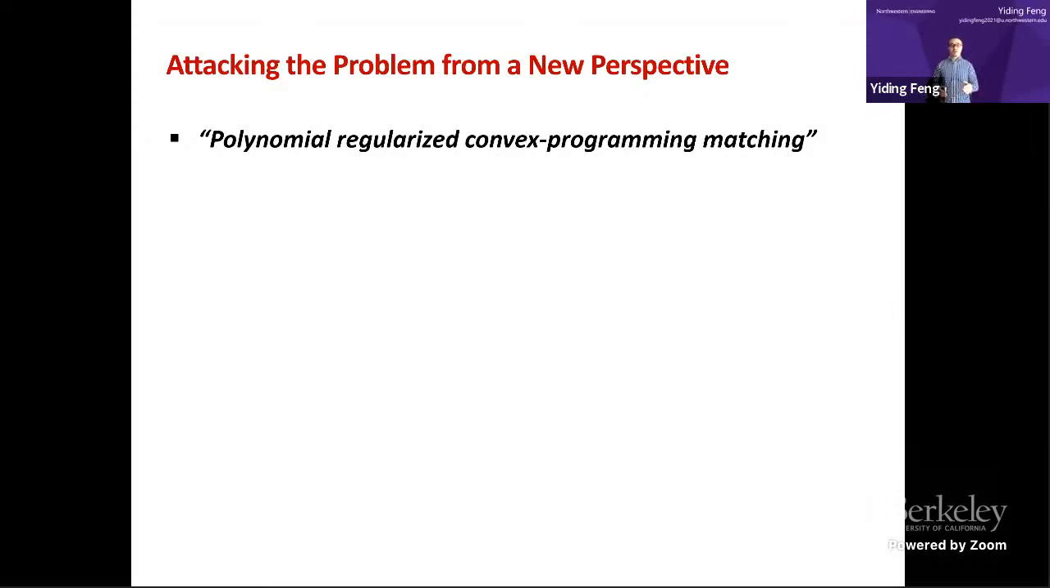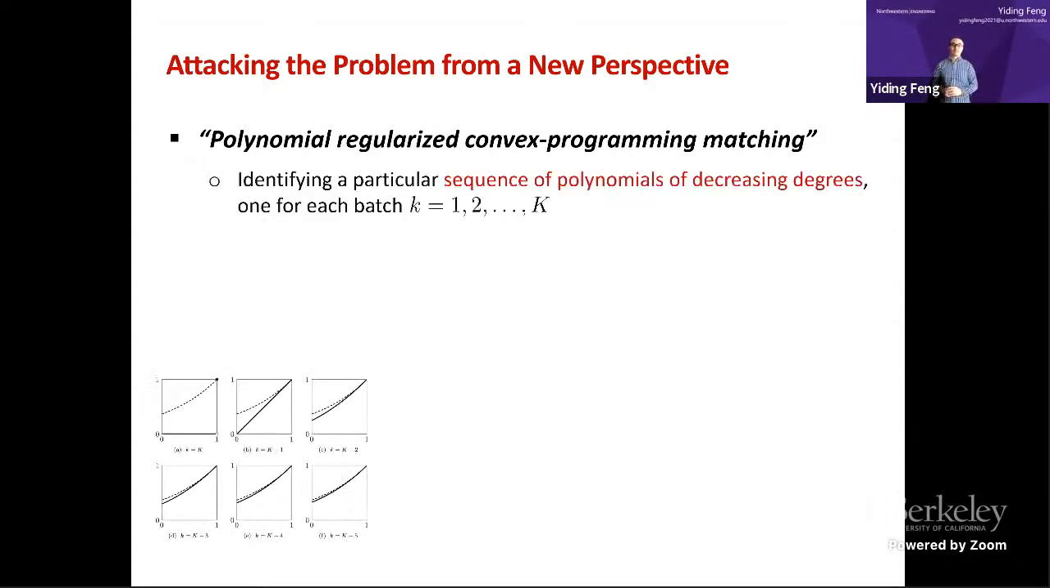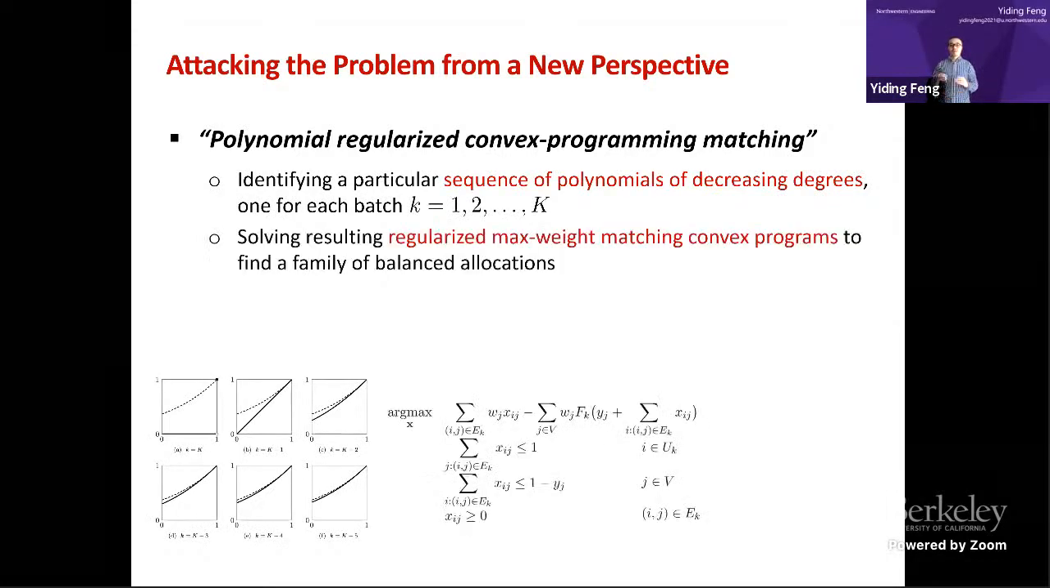So in this paper, we introduce the so-called polynomial regularized convex programming matching, and it will contain 3 steps. In the first step, we will identify a sequence of polynomials with decreasing degrees, 1 for each batch. And once a batch arrives, we will write down a regularized max weight matching convex program, where in the objective function, we will use those polynomials we identified in the first step as a regularizer. And the solution of those convex programs will be a fractional solution we assign at that stage.